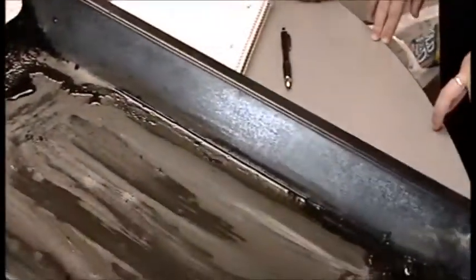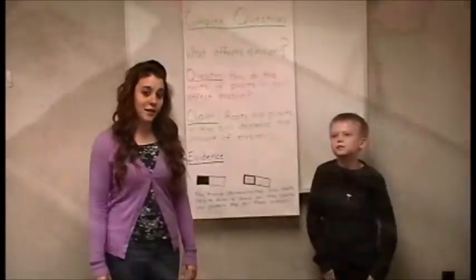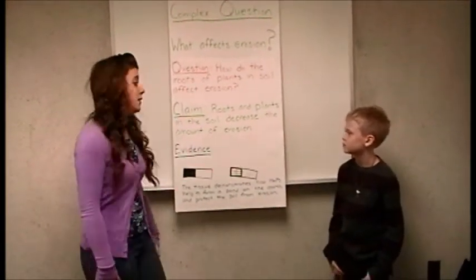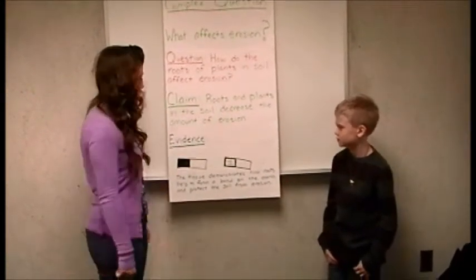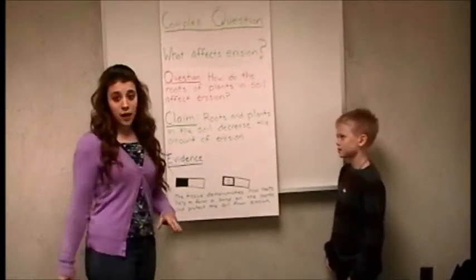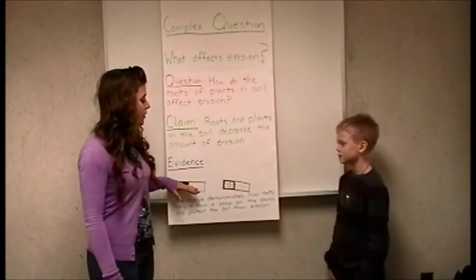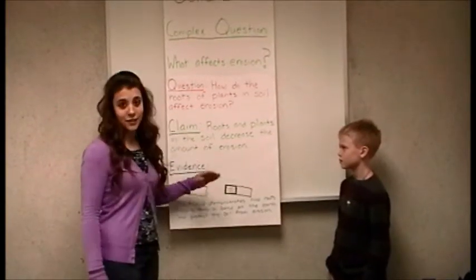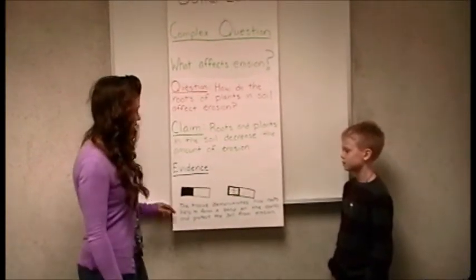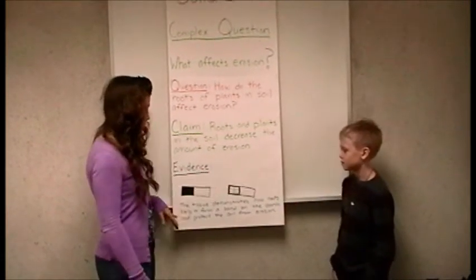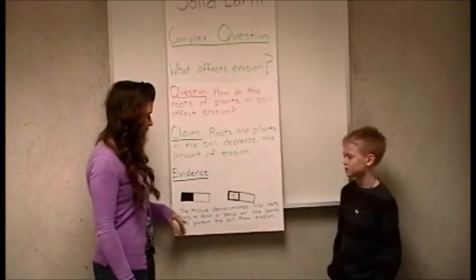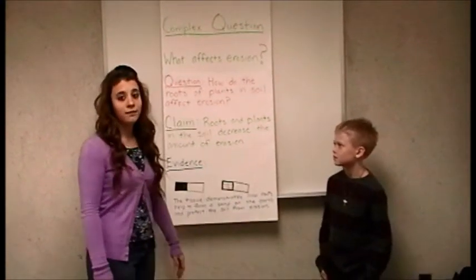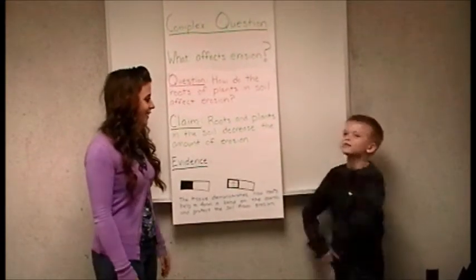Okay, let's review our testable question. How do the roots of plants in soil affect erosion? Our claim is that roots and plants in the soil will decrease the amount of erosion. So as we saw in our experiment, we had 2 trays, both at the same incline, one with dirt and one with tissue on top of the dirt. So our evidence, since the tissue demonstrates how roots help to form a bond on the earth and protect the soil from erosion, there was less erosion with the tissue. So, you were right.